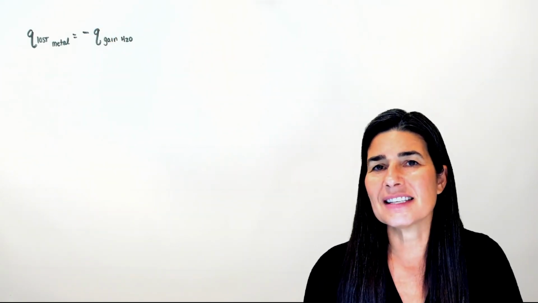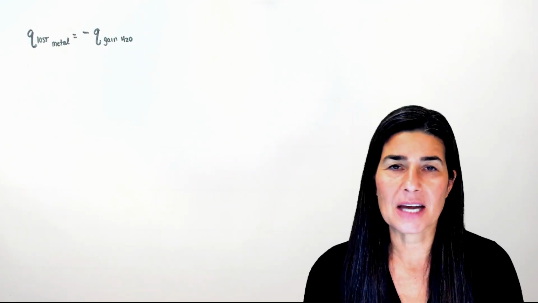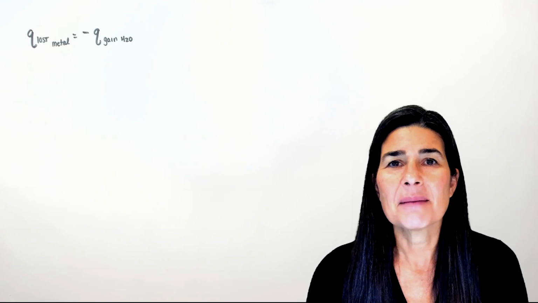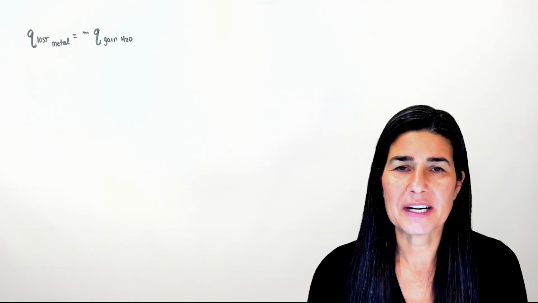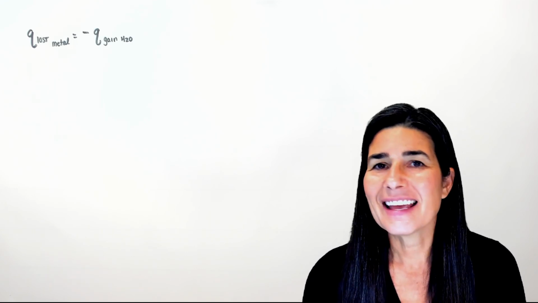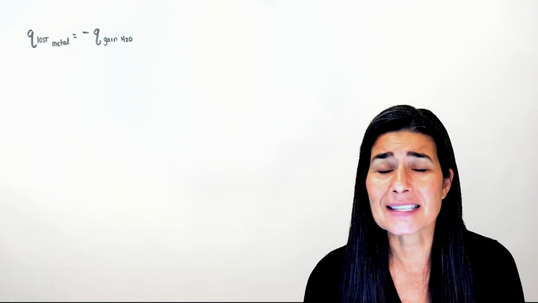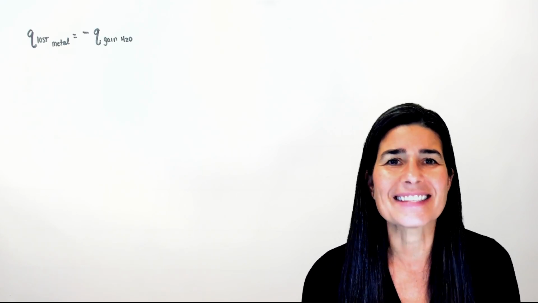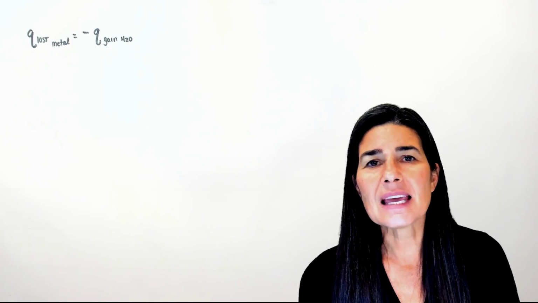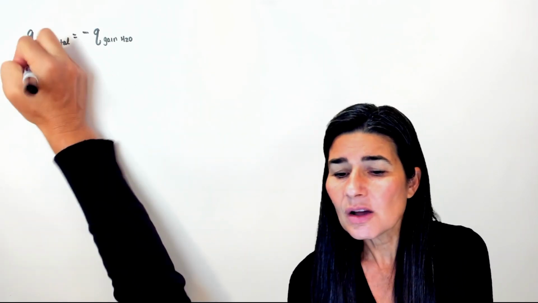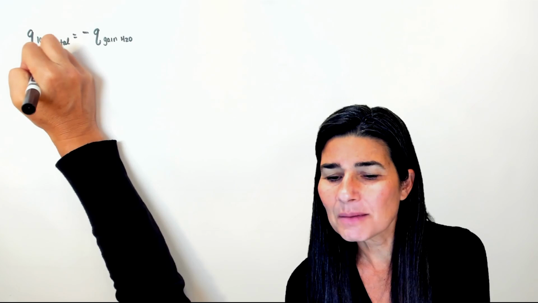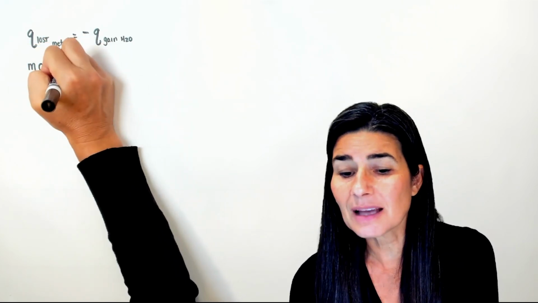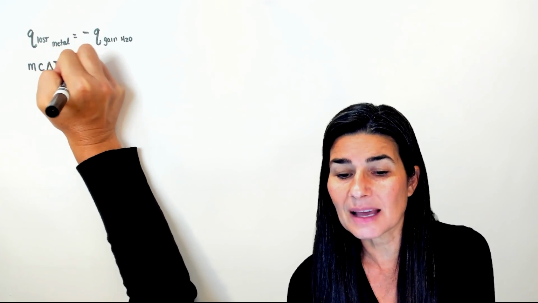Okay, now we just need to decide how is that metal losing heat and how is that water gaining heat? Our metal starts out at 120 degrees. It ends at 30. It's not going to melt and become liquid. It's not going to vaporize. There's no phase change. All it does is cool down. So heat for temperature changes, we calculate by using mCΔT. This is going to be mass of the metal, specific heat of the metal, temperature change of the metal sample.